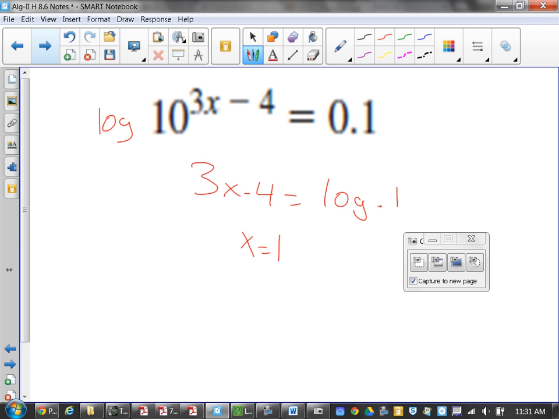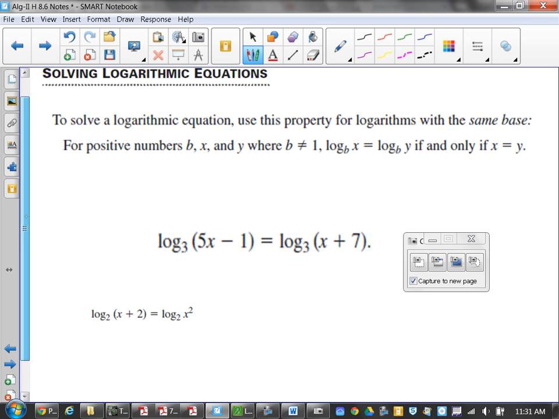Because what's 3 minus 4? What's 10 to the negative 1? Well, there's 7.1. Oh, there's one because it's like 1/10. Oh, wait. You're right, it is like 1/7.